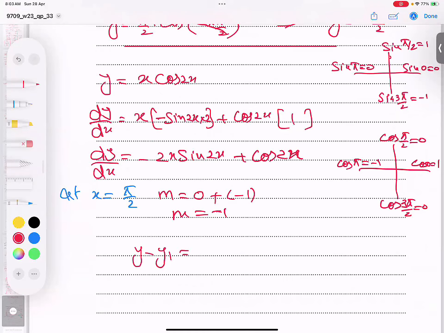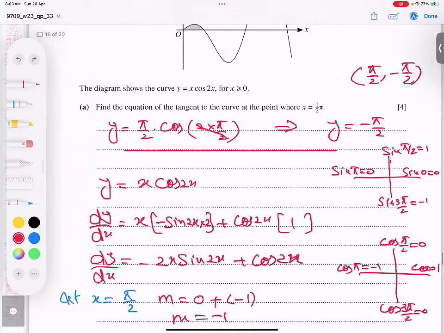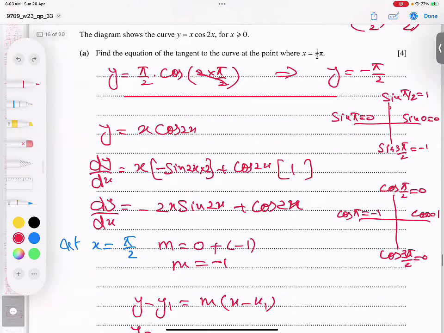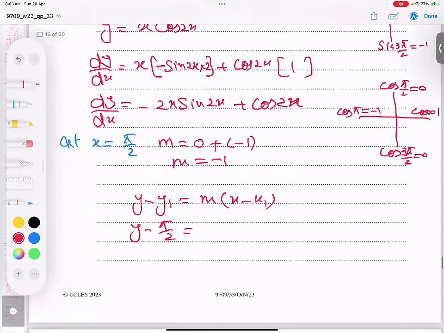y minus y1 equals m times (x minus x1). The y1 I just found here on top, negative pi by 2. Gradient is -1 and x is pi by 2. So y minus (negative pi by 2) equals negative (x minus pi by 2). And pi by 2 plus pi by 2, when it goes there, it will add up and give you only pi. Only pi.